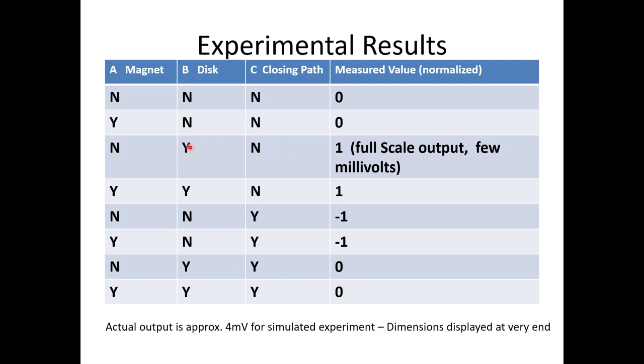In this one here, the disk is rotating and the closing path is not rotating, and you get the full scale output. And that's independent of whether the magnet is rotating or not. Again, for this line, the magnet is stationary and the closing path is rotating, and you get negative full scale output regardless of whether the magnet is rotating. Same down here, when both the disk and the closing path are rotating together, you get zero output regardless of the speed of the magnet.